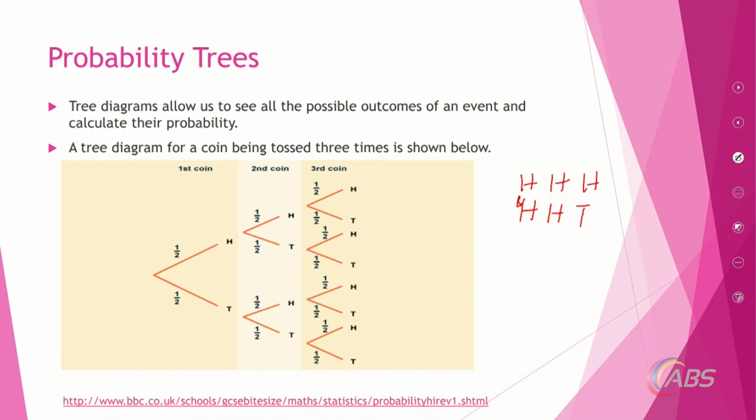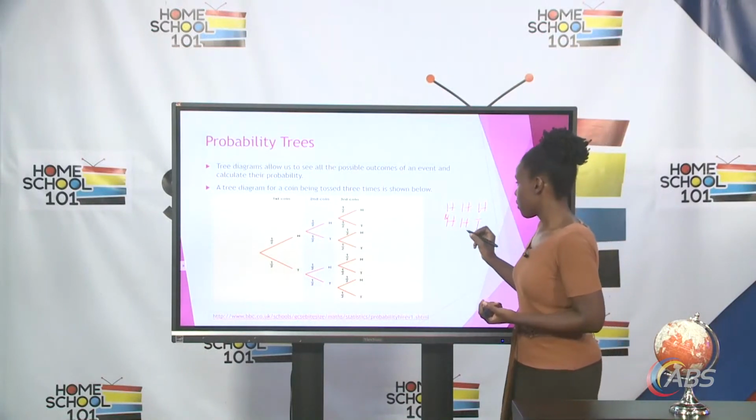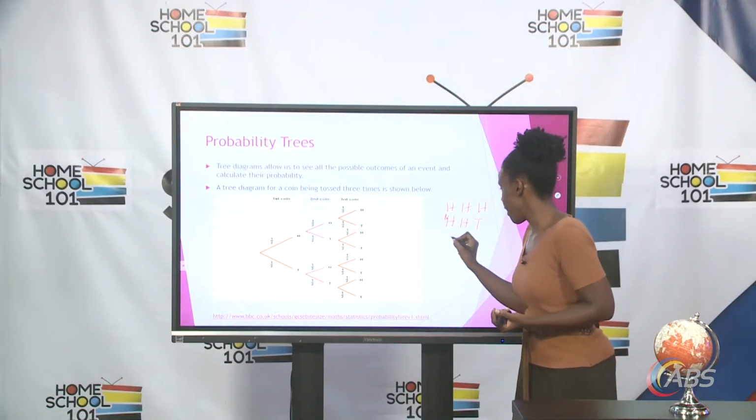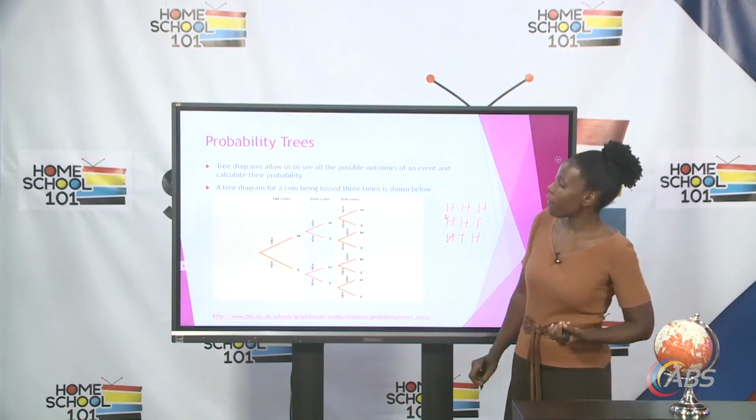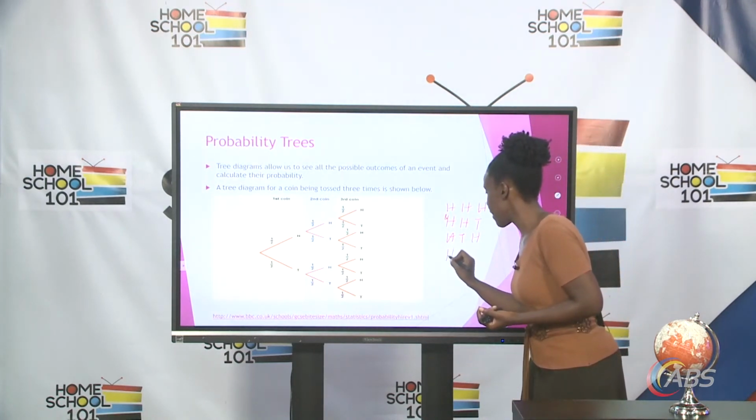A third option would be H, H, T, H. A fourth option would be H, T, T.